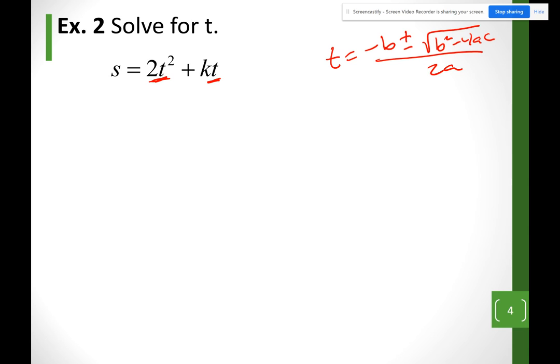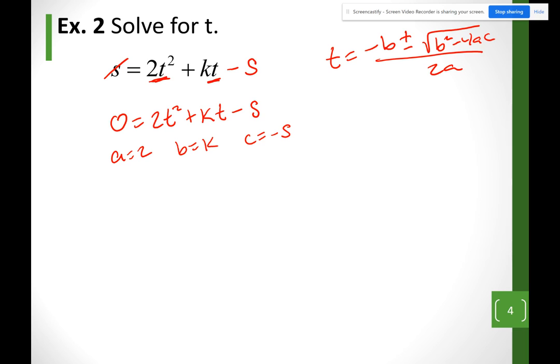All right, I must have one side equal to 0. So my s, let me move it over as minus s. So I have that 0 is equal to 2t squared plus kt minus s. My a in this case is 2. My b is k, and my c is negative s.